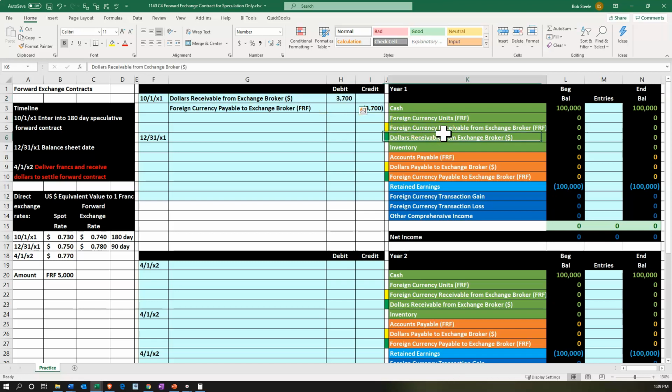We have the dollars receivable up top. So we're going to make sure to pick up the dollars receivable here. And we're going to say that's going to be the 3,700. Now, I tried to put some of these other accounts here just so you can compare to these other accounts.